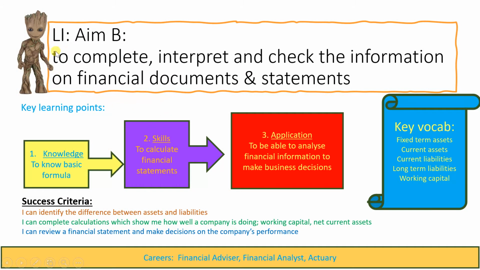The learning intention is to be able to complete, interpret and check information on financial documents and statements. This is the learning intention for the whole of A and B, which is part of the exam. For this revision lesson, it's about knowing the basic formula, being able to calculate and understand some of the financial statements, and then being able to analyse the answers. That's what the revision lesson is about.